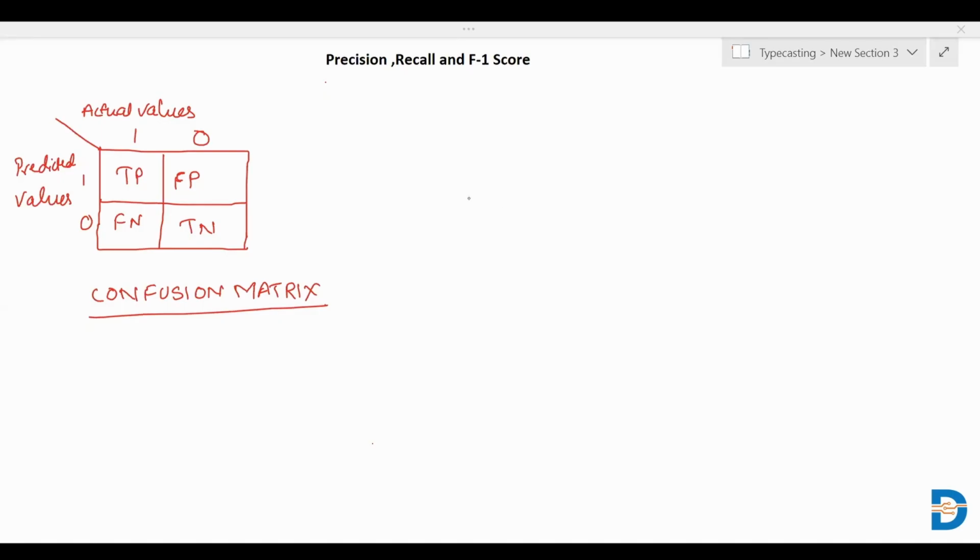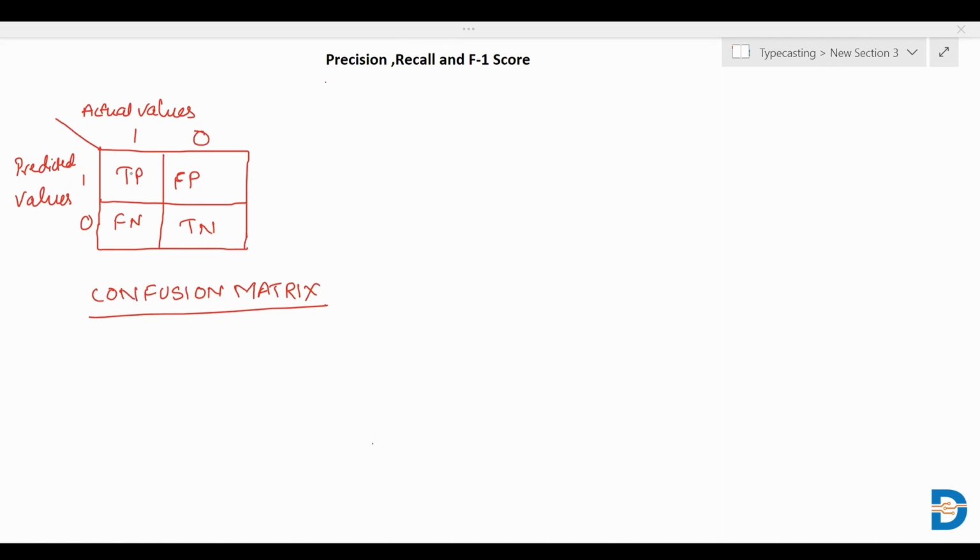Hello everyone. So we'll understand what is precision, what is recall, and what is F1 score. For that, first in short, we will understand what is confusion matrix. Confusion matrix is a 2 cross 2 matrix, for binary classification problem I am talking about. It gives the relation between the actual values and predicted values.